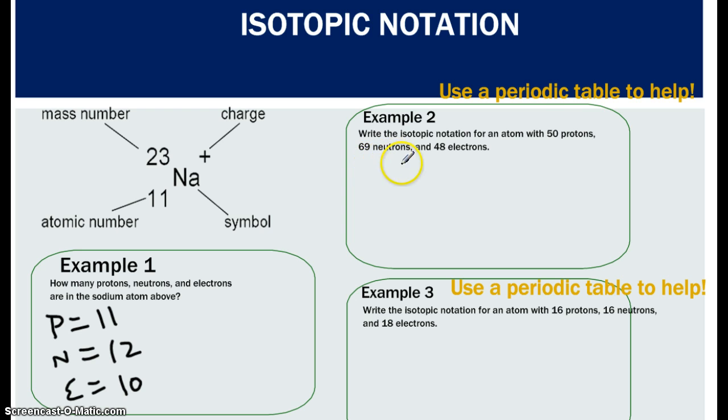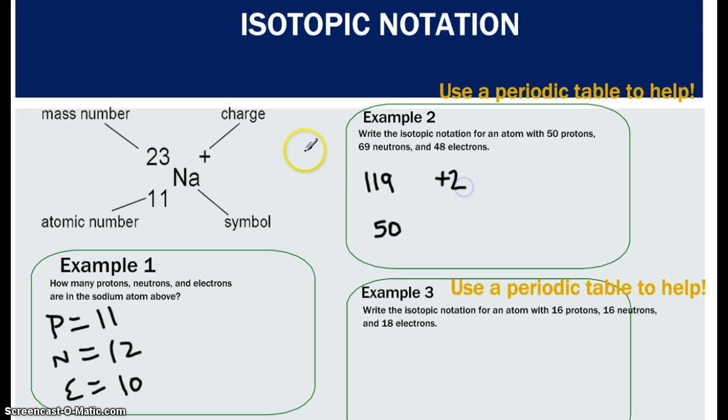Here's another example. Write the notation for an atom that has 50 protons, 69 neutrons, and 48 electrons. So 50 protons means the bottom number is going to be a 50. The top number is the mass number, which is the protons plus the neutrons. So 50 plus 69 is 119. And for the charge, we're going to have to use the number of electrons and protons. There are 2 more protons than electrons, so that means the charge has to be positive 2. So I'm going to write a little plus 2 here.